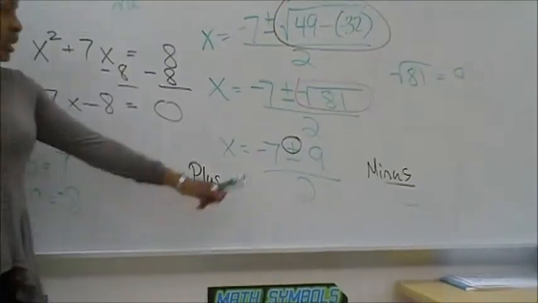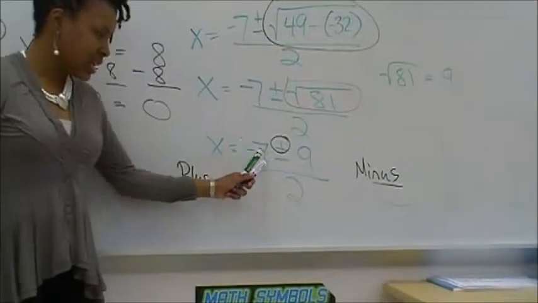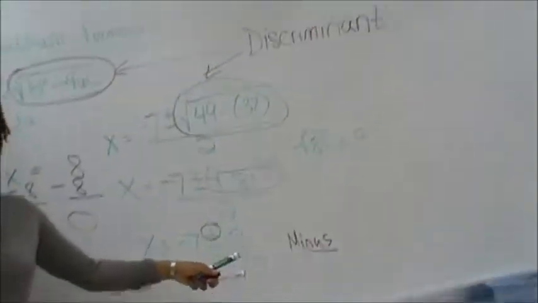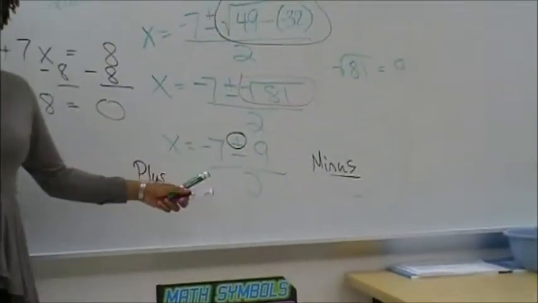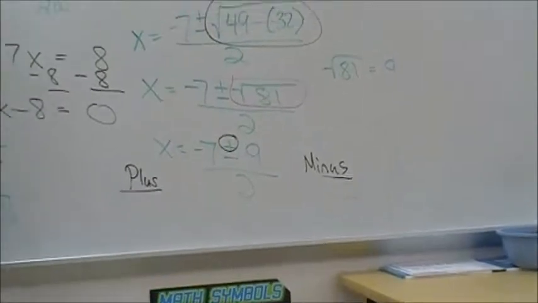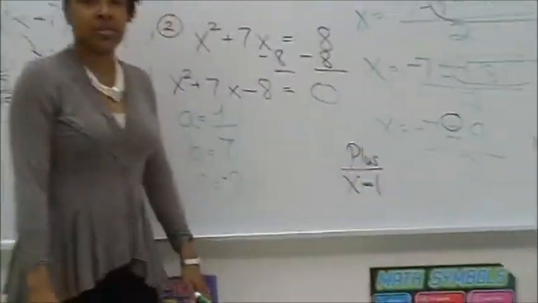Negative 7 plus 9, use the calculator, divided by 2. It's 1. So x equals 1. That's what you get when you do the plus.